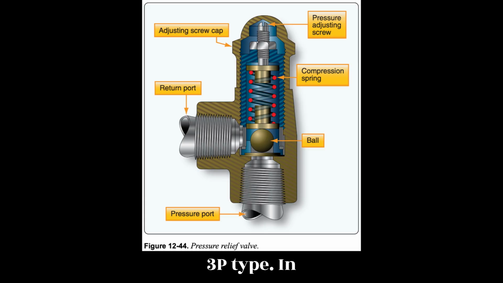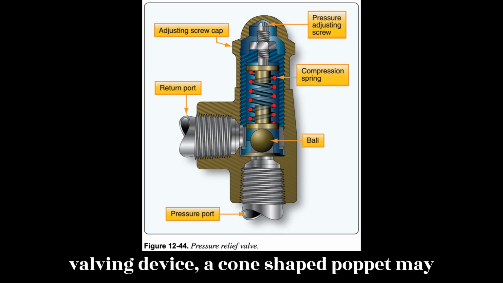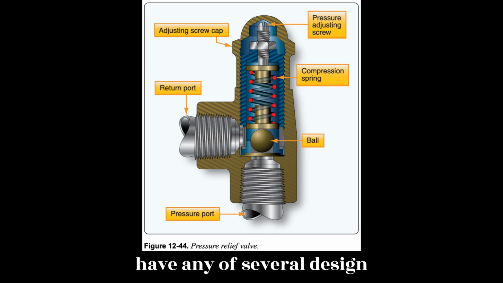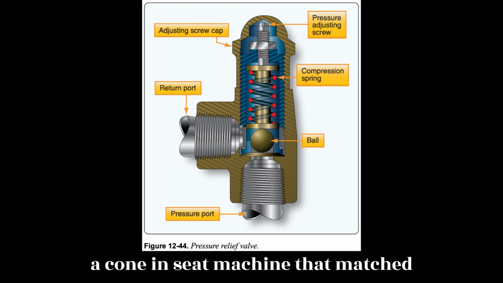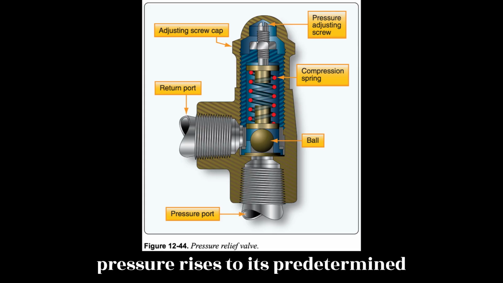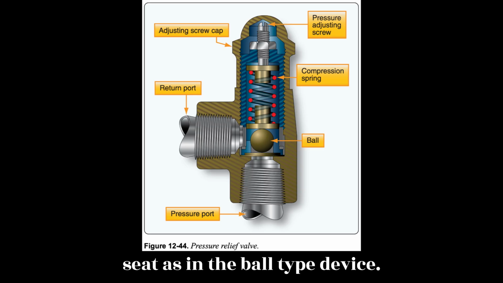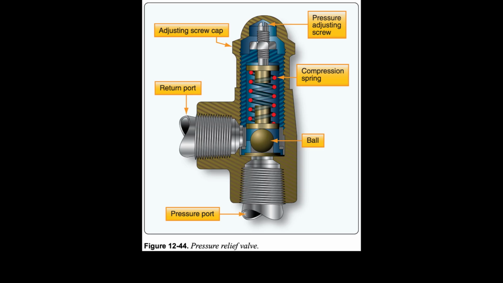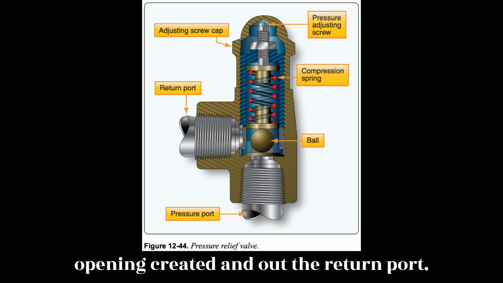3. Poppet type. In pressure relief valves with a poppet-type valving device, a cone-shaped poppet may have any of several design configurations. However, it is basically a cone and seat machined at matched angles to prevent leakage. As the pressure rises to its predetermined setting, the poppet is lifted off its seat, as in the ball-type device. This allows the fluid to pass through the opening created and out the return port.